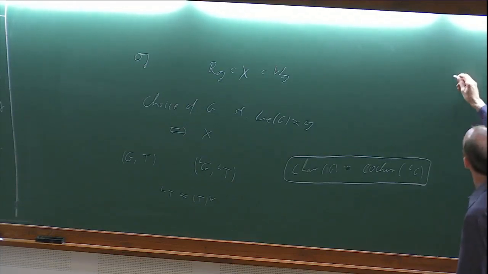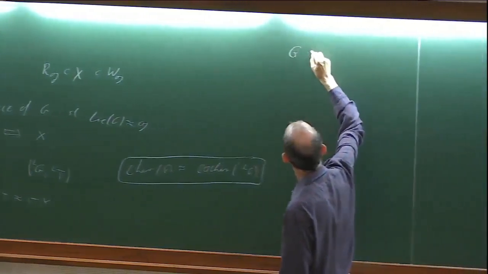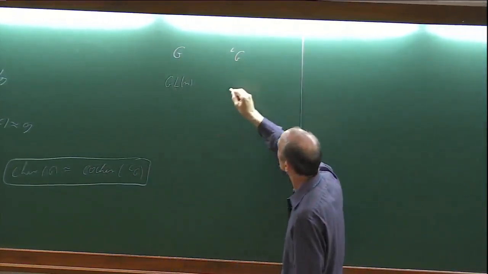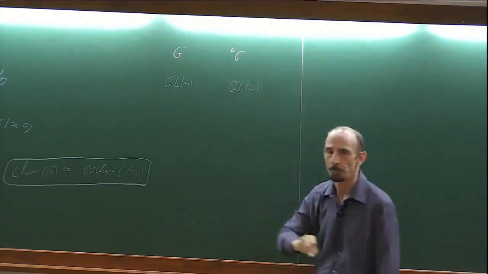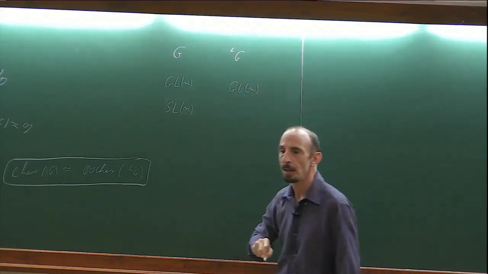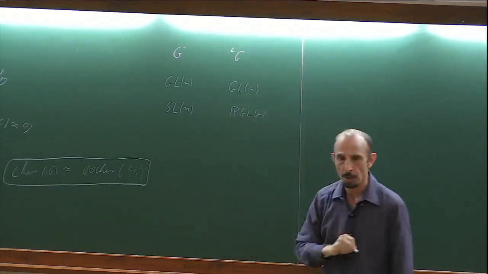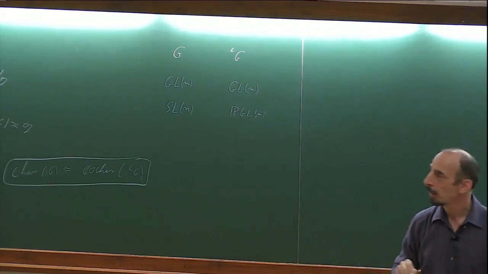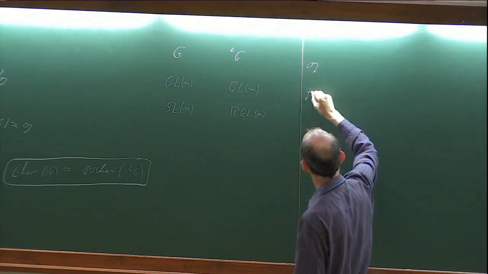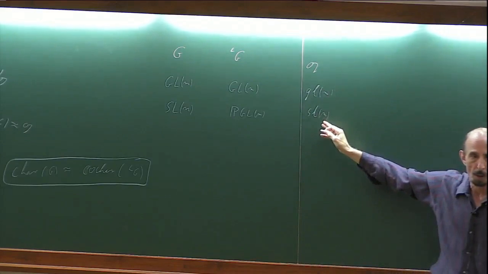So just for those who have never seen this, if G is GL_N, it is self-dual. If G is SL_N, its Langlands dual is PGL_N. So in this case, the Lie algebra is gl_N. In this case, the Lie algebra is sl_N, which is the traceless matrices.